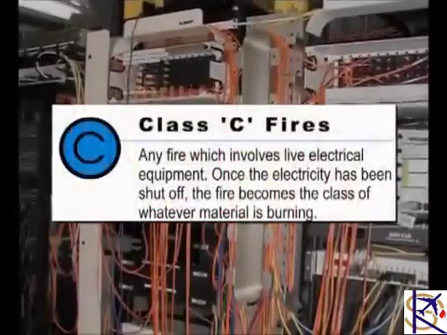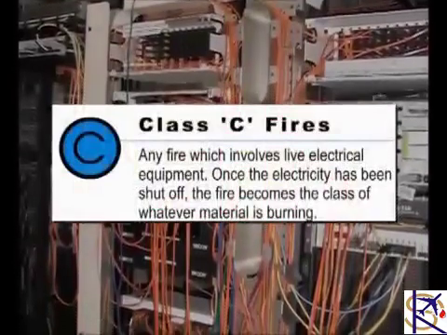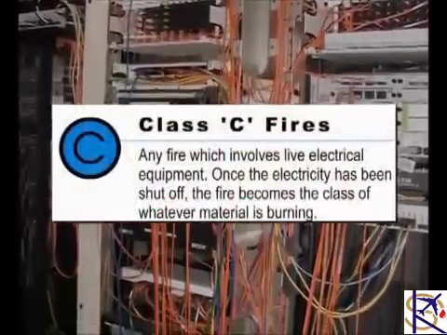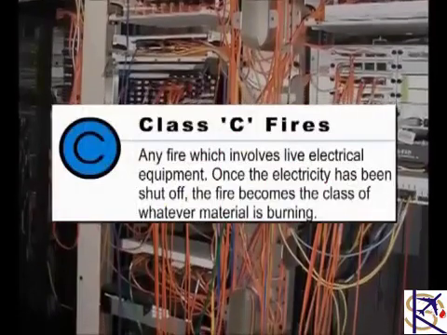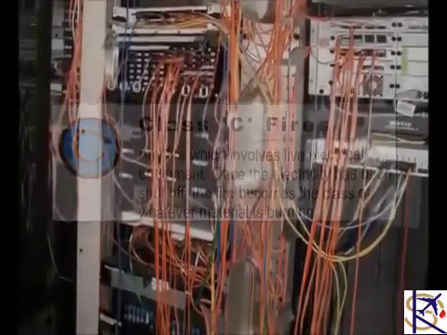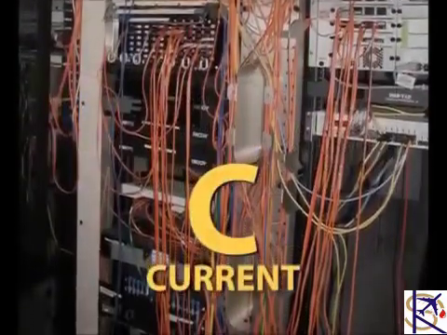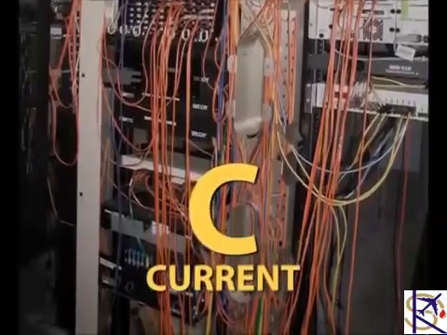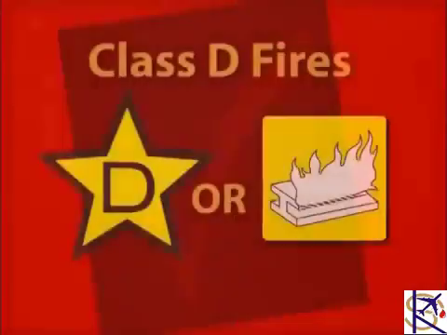Class C fires. Any fire which involves live electrical equipment. Once the electricity has been shut off, the fire becomes the class of whatever material is burning. An easy way to remember Class C fires is to think of C as in electrical current.